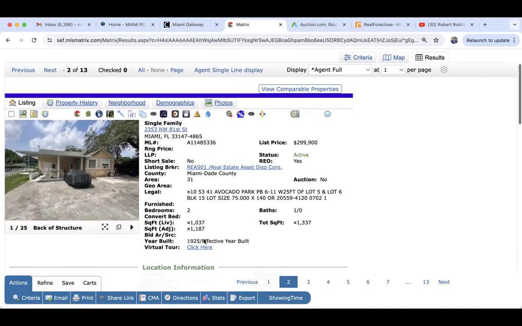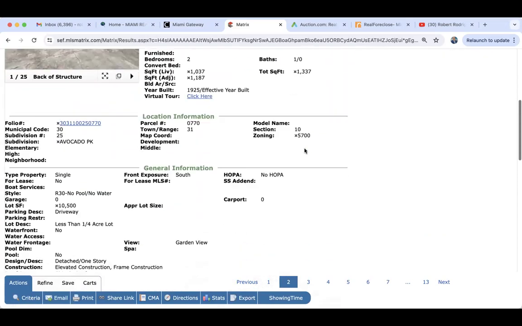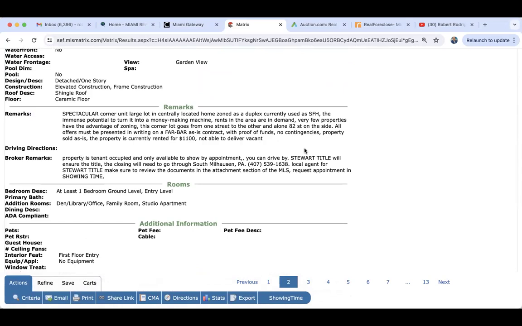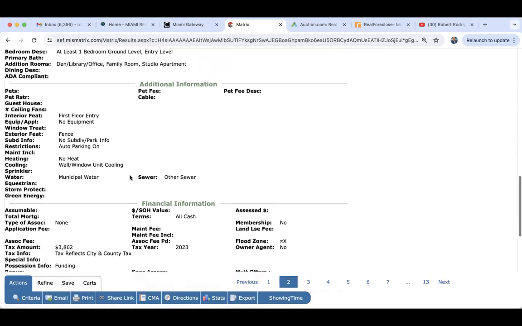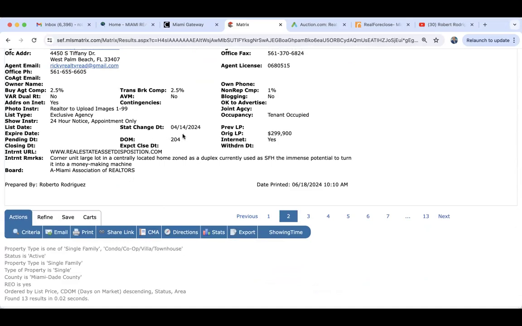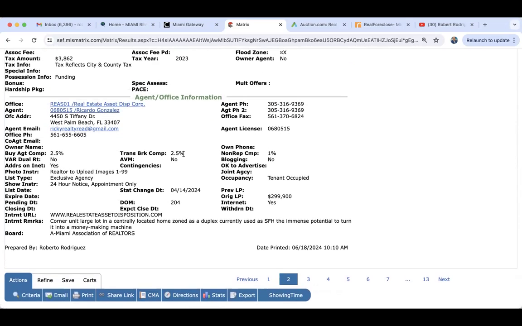Okay. We have here another home. It's in Miami-Dade County, and the address is 2353 Northwest 81st Street. This is listed at nearly $300,000. Okay. You want to read the remarks. You want to read the broker remarks. All right. So this is a tenant occupied property. You can drive by. And you can call the listing agent to schedule an appointment. This property has been on the market now for 204 days. Obviously, tenant occupied may make it a little difficult to sell the property.